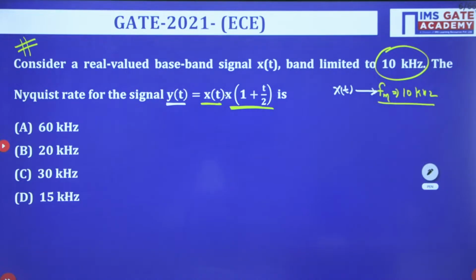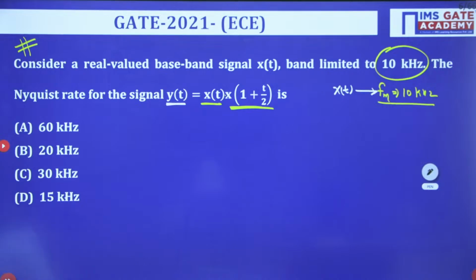So Krishna got the answer option number C. Let me check other students. Other students should also reply. Tushar, Suraj, Purushottam. क्या बात है, very good attempt beta, very good attempt.